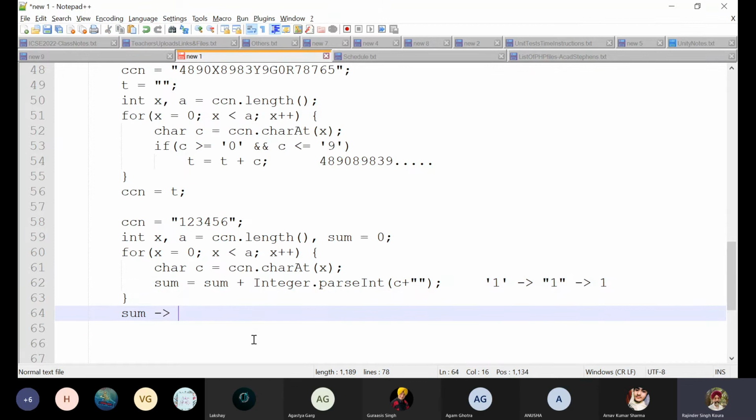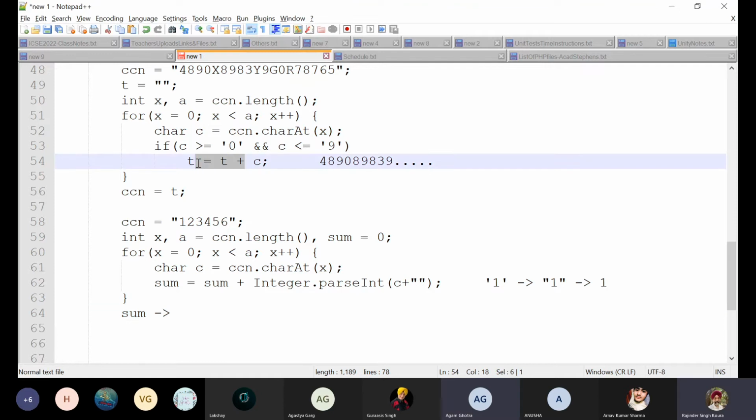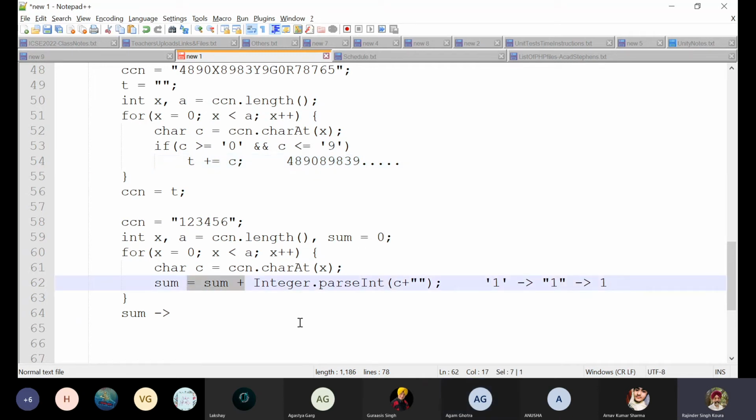If you have a problem, let me know. Agam, you have a problem or is your hand just raised? Yes, sir. When we are making the new string, do we have to add it using plus equals or the string name dot concat? This one? Yes, sir. You can do this also. Similarly, you can do this here also. Yes. Okay.